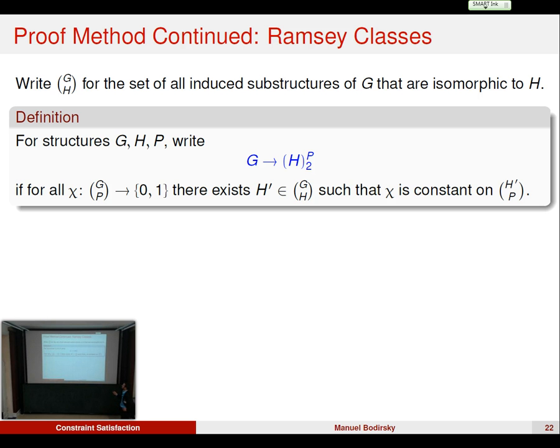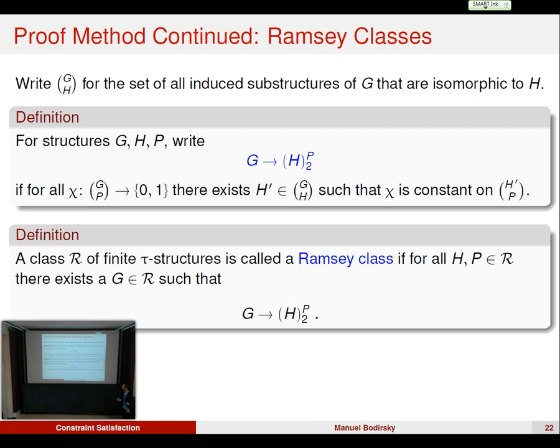So we have this funny piece of notation here, which means that if you color the copies of P in G, you find a copy of H with two colors. You find a copy of H in G such that all copies of P in this copy have the same color. I'm only working with two colors here, this is equivalent. And a class of finite structures over some relational signature is called a Ramsey class if for all H and P you find such a G.